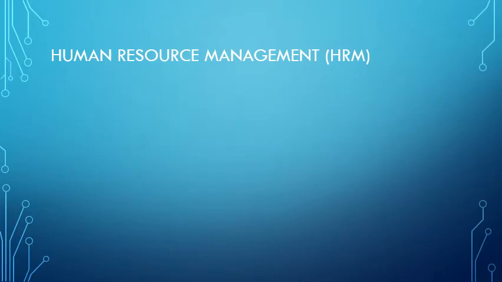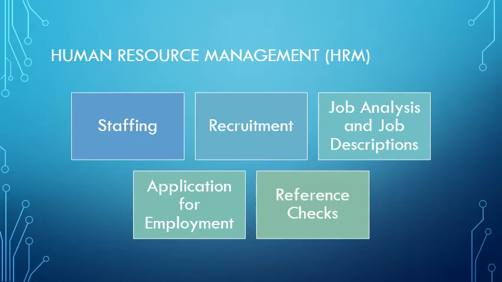Now let's talk about human resource management, which involves the following items. Staffing is the hiring process that begins from the posting of a job position to salary negotiation. Recruitment is the process that provides a company with qualified job candidates for possible employment. Job analysis is the process that determines the tasks employees will perform for their jobs. A job description describes the responsibilities the employee is expected to perform.